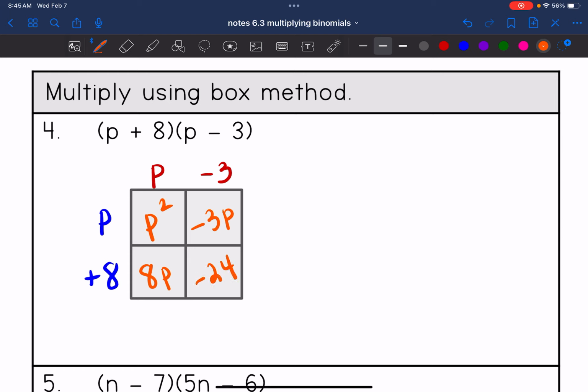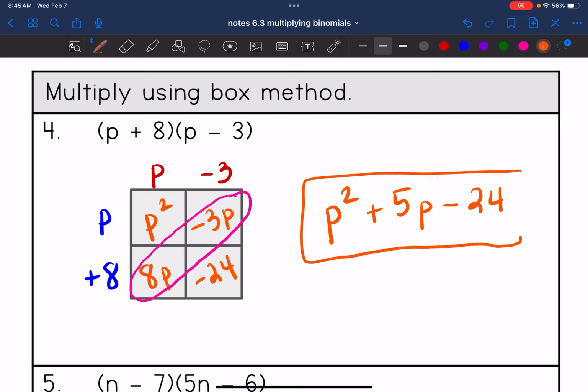Okay, now all the terms in the box, we're going to take them out, but we're going to simplify as we go. Only one term has p squared, so that one's going to stay the same. We have 2 terms that have p, so we're going to put those together. 8 minus 3 is 5, positive 5. So we'll have plus 5p. And then minus 24 is the only just regular number. So this is our answer.